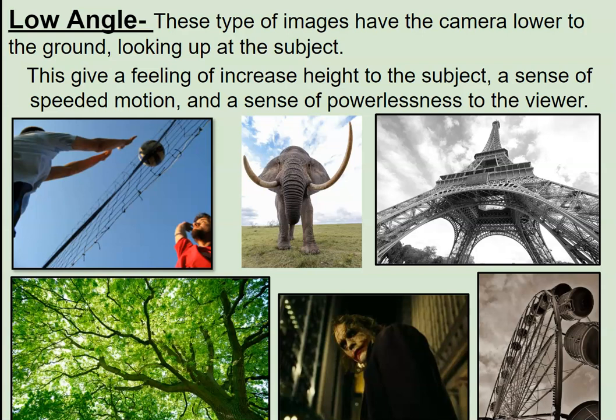Low angle, these type of images have a camera positioned at a lower position to the ground, looking up at the subject. It gives a feeling of increased height to the subject, a sense of speeded motion and a sense of powerlessness to the viewer because this object is so much bigger than us.